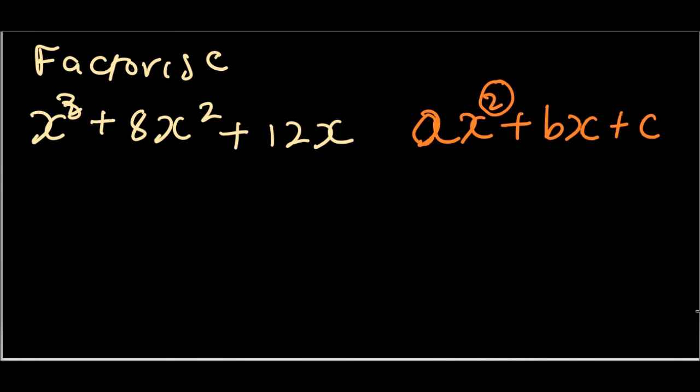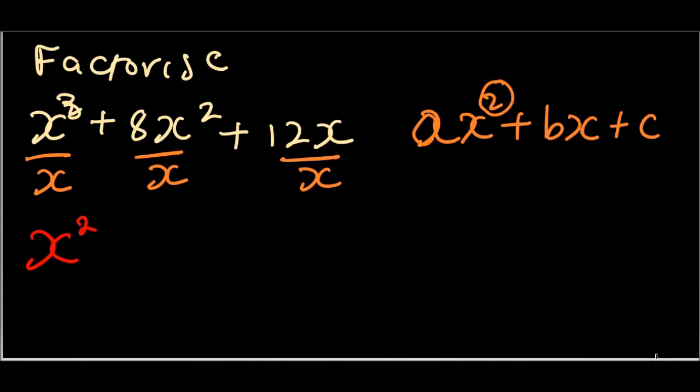So what we can do is divide throughout by x. When you divide by x, here we have x cubed, so one of them will go and we will be left with x squared. Here we have 8x squared, and dividing by x we will be left with 8x. And here we have 12x, the x will disappear, and we have plus 12.